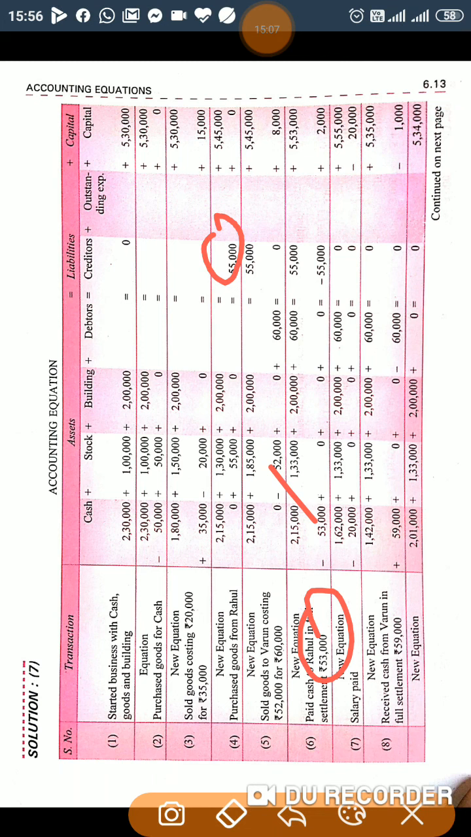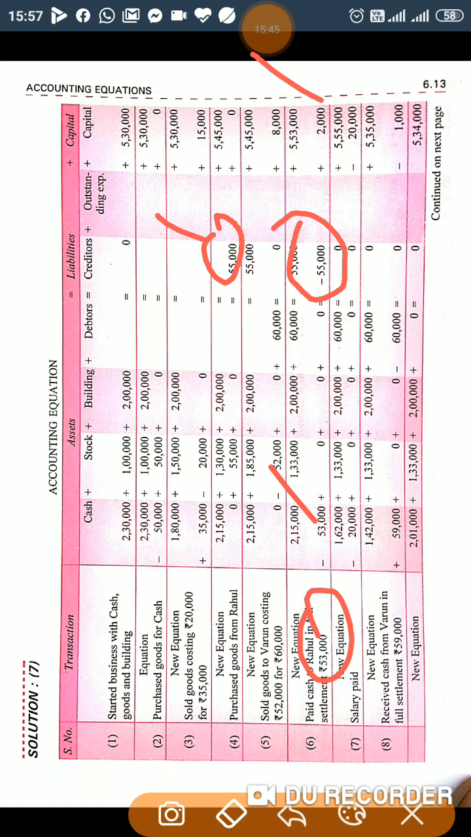So 53,000 will be deducted, and the creditor is fully settled, means our liability to the creditor is fully settled, that is 55,000. And there is an income of 2,000, as we are receiving discount received 2,000, so it will be added to the capital, 2,000. If you see the effect, the asset side is decreased by 53,000, the liability side is decreased by 55,000, plus 2,000, so the net effect is minus 53,000.